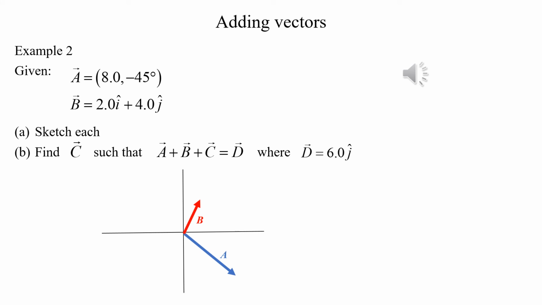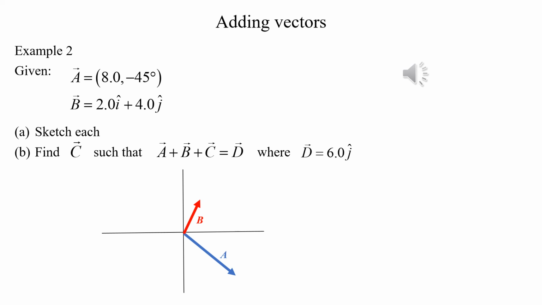And in a sketch, they don't necessarily have to be to scale, but I tried to sketch them as best as I could. So we see the vector A has an angle of negative 45 degrees. That means it lies 45 degrees below the positive x-axis, and it has a length of 8 units. Vector B has both x and y components positive, so it lies in the first quadrant, and that's shown in the illustration below. So that illustration is a sketch of both vectors A and B.